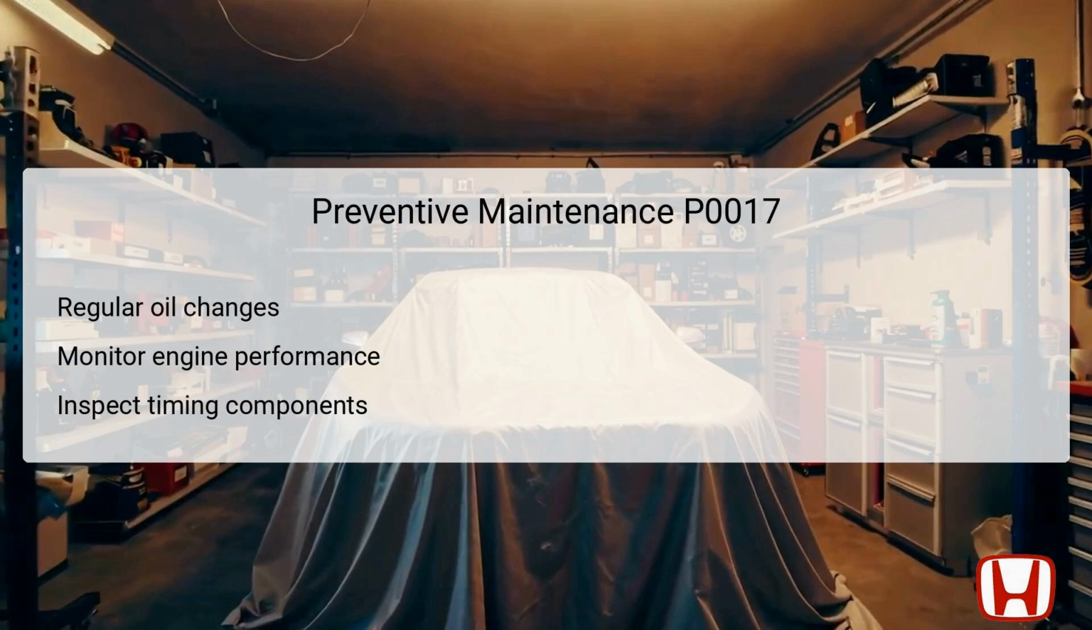To avoid encountering issues related to DTC P0017 in the future, implementing preventive maintenance is crucial. Regular oil changes with the appropriate oil type help ensure the VTC system operates smoothly without obstruction. Monitoring engine performance routinely can identify any irregularities sooner rather than later, allowing for early intervention. Additionally, regularly inspecting timing components, such as the cam chain and tensioner, can prevent failures before they occur.